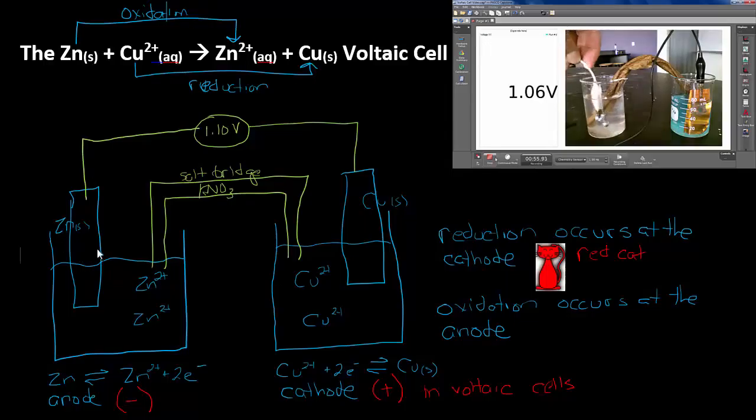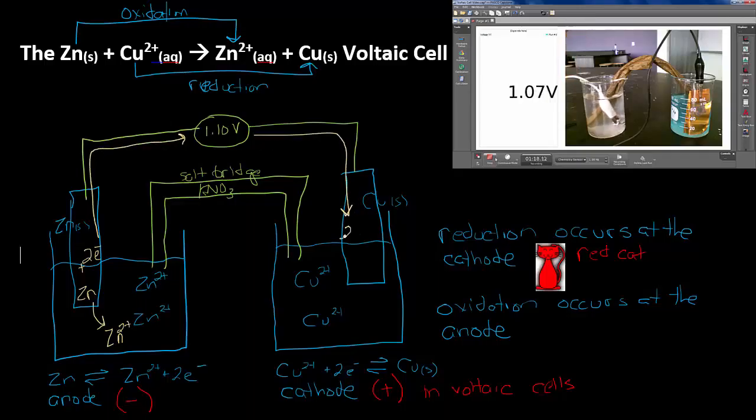You can see in my video in the upper right, all I have is a piece of paper towel soaked in a salt of some sort. In this case, it's potassium nitrate. This facilitates the flow of the electrons. The salt bridge helps keep the charge balanced in each of the respective half cells.